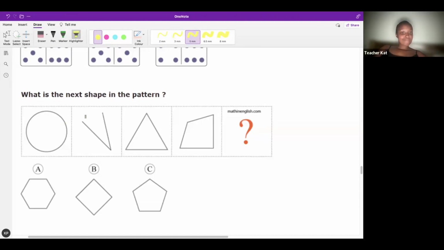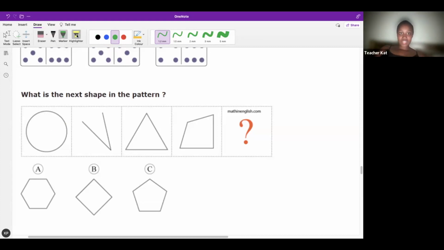Because when it starts by the circle, ma'am, it's like 0. Then when it goes to the acute angle, it's like 2. And then when it goes to the triangle, it's 3. And the quadrilateral, it's 4. And then it must go to the pentagon to continue to 5, ma'am. So the pattern goes from numbers, ma'am.